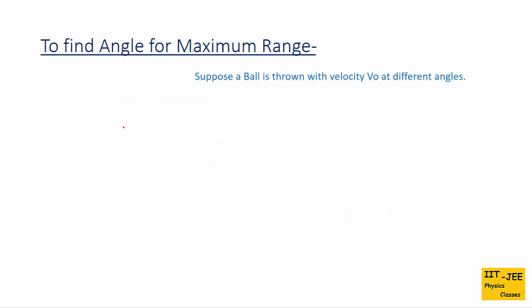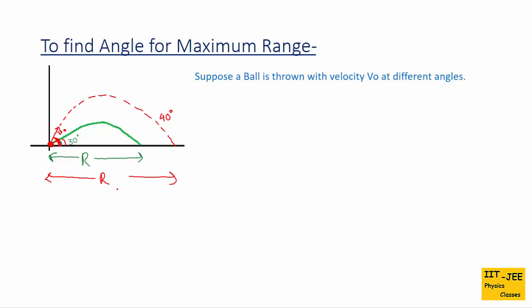Let's calculate the angle for the maximum range. Suppose we are throwing a ball with velocity V naught at an angle of 30 degree. R is its range. Now, let's throw the ball with the same velocity V naught but at a different angle, suppose 40 degree. Range is also increased. Now let's increase the angle again. So this time we are throwing the ball at 50 degree. The range is decreased this time. So range is longest or maximum at 40 degree. It's shorter at 30 degree and also at 50 degree.